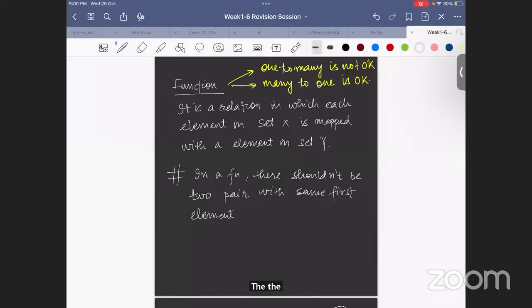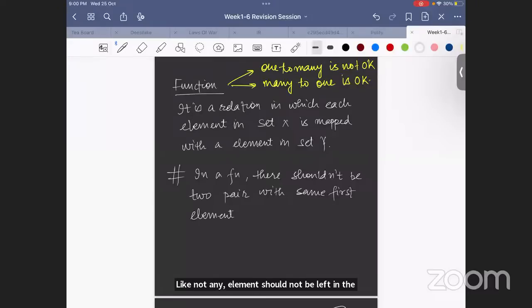If we have a relation between set A and set B, then all the elements of set A are connected to set B. Not any one is left unconnected. No element should be left out in set A. Okay.